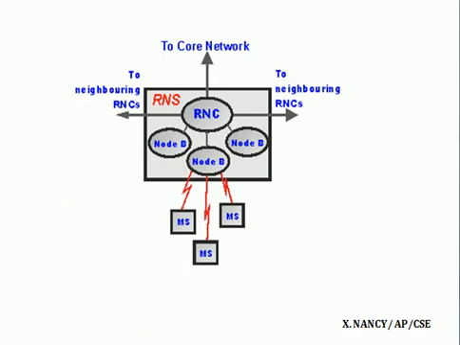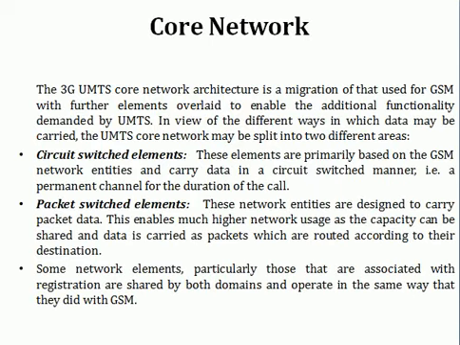Then when considering our core network in detail, core network can be split into two different areas. One is circuit switched elements and the other is packet switched elements. In circuit switched elements, it is similar to that of GSM, where data is carried out in a circuit switched manner, that is permanent channel for the duration of a call. In packet switched elements, to carry packet data, network entities are designed through which the data is routed according to the destination. Now we can move on to the UMTS core network architecture.